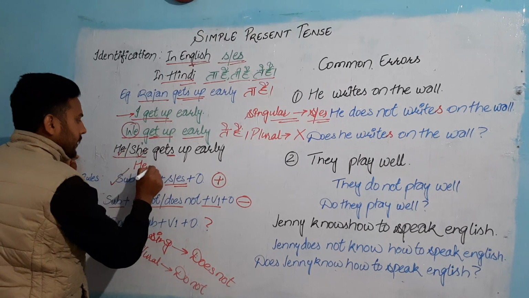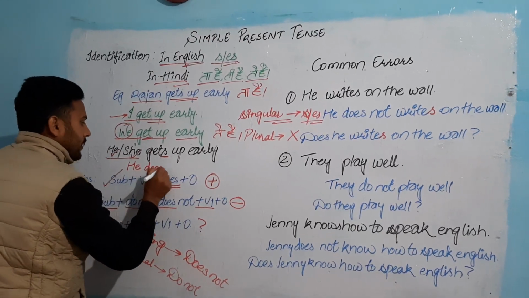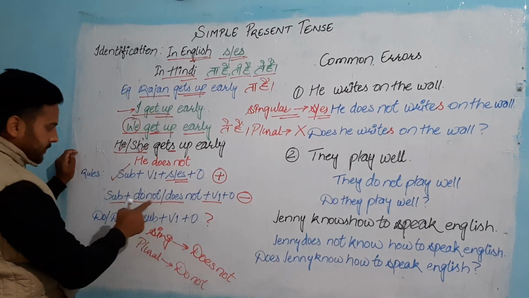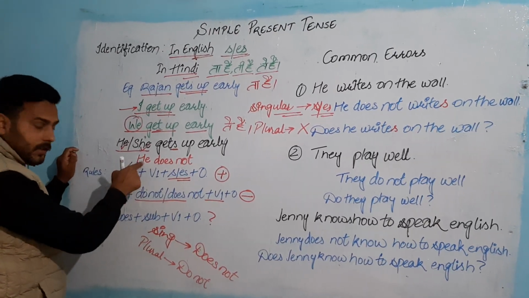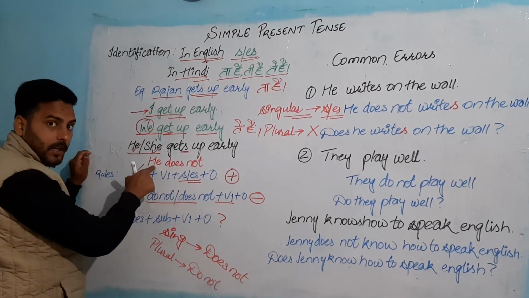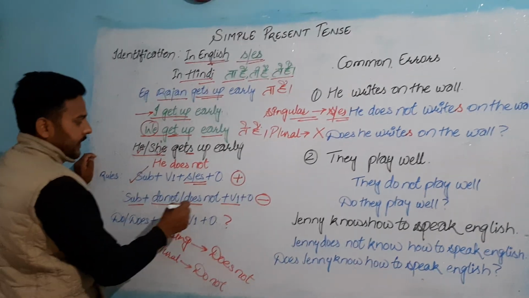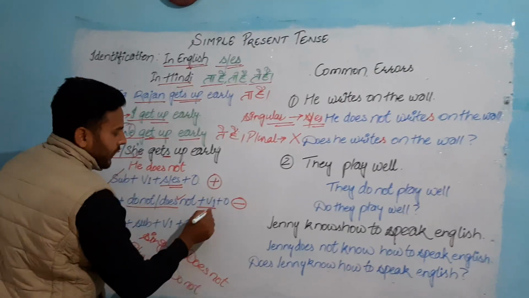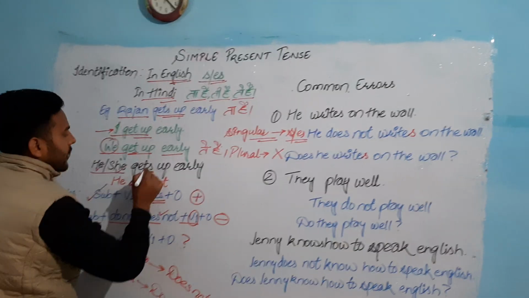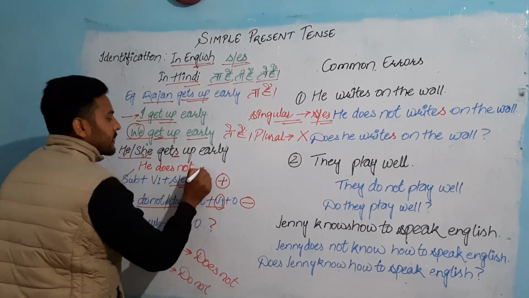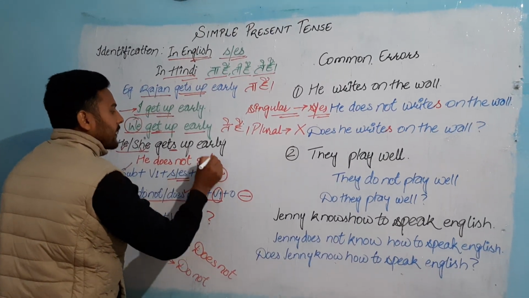Does not. He does not. Then does not, look at here. Subject is he. Your subject is he. Then the subject is single. Then what did we select? Does not. Then where is your verb first form? Verb first form is get. So you no need to use gets there. Only get.